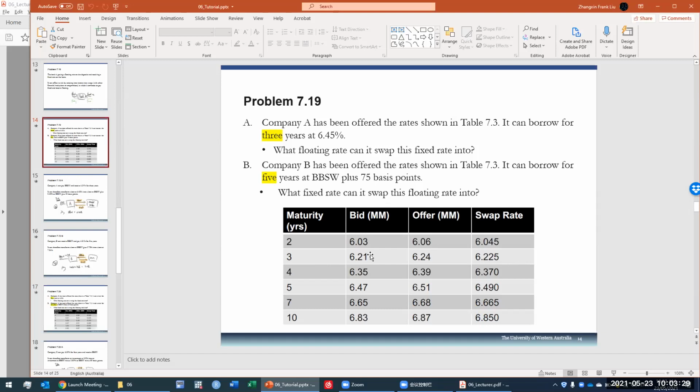So in this case, we were talking about a company A that has been offered a rate. Showing this table, it can borrow. So remember here we're trying to borrow. You can borrow for 3 years at 6.45%, and that means now if they can borrow at 6.45 but they decide not to, how would you work out what the floating rate is that is applicable to this company A, right?